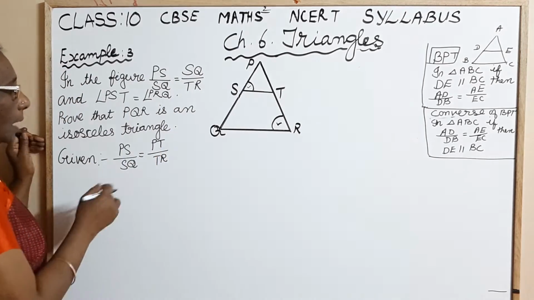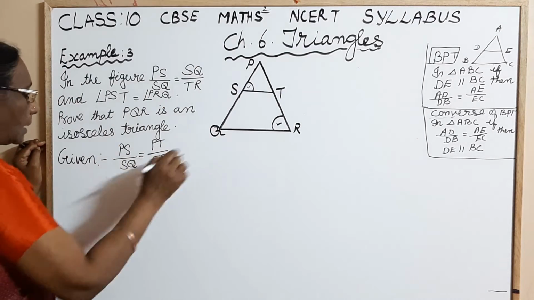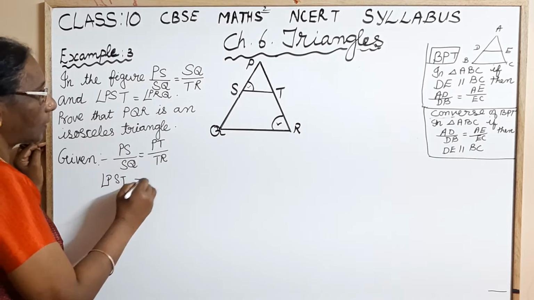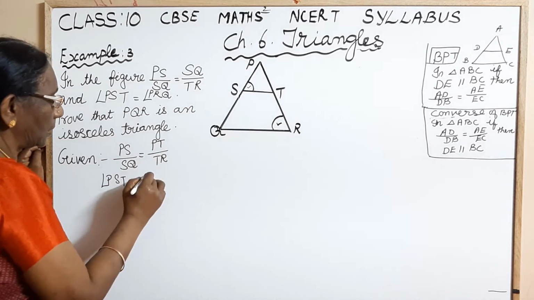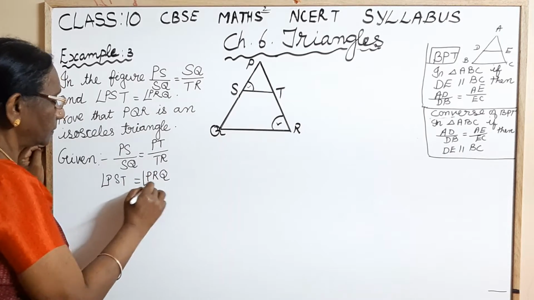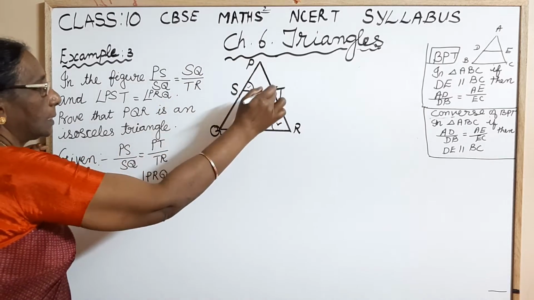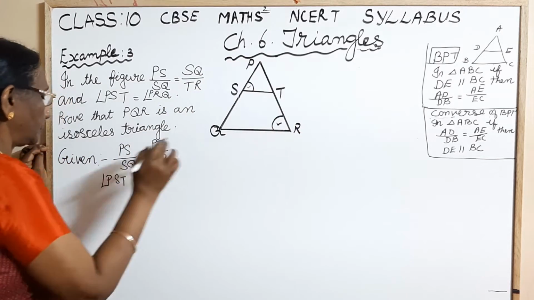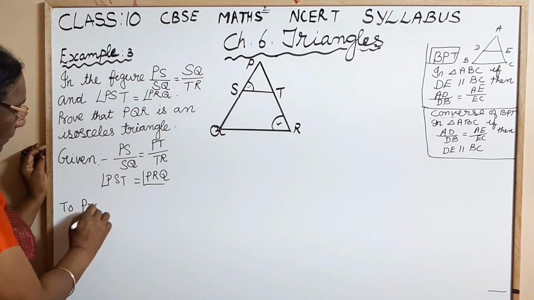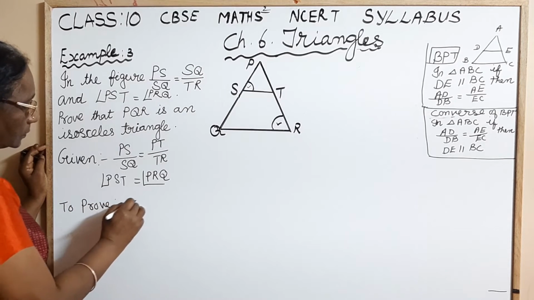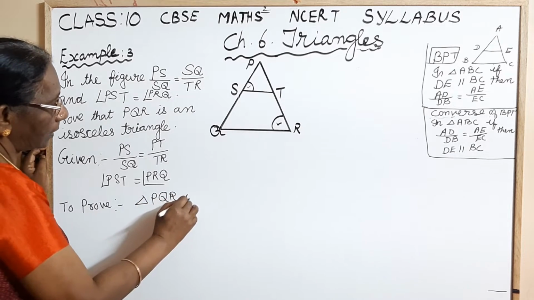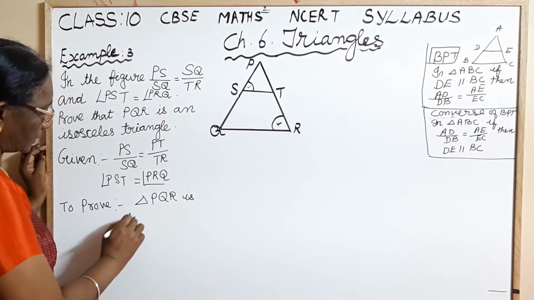It is given. And another one is given, angle PST is equal to angle PRQ. Is it clear? PST is equal to PRQ. Now, what should we prove? Triangle PQR is isosceles.